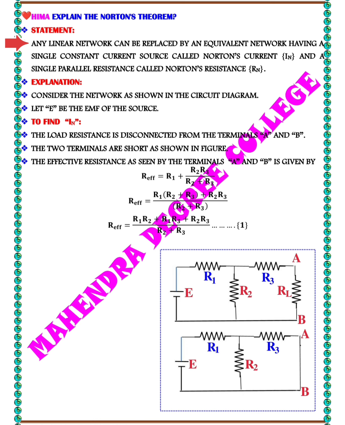where Norton current IN, or I subscript N, means the current in the equivalent current source is the short circuit current of the original circuit. Norton resistance RN, or R subscript N, means the resistance in the equivalent circuit is found by looking back into the terminals of the original circuit after removing all voltage and current sources.